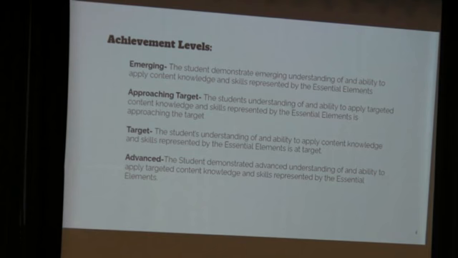As you'll see in the slides, there are a few different achievement levels. Emerging means the student demonstrates emerging understanding of and ability to apply content, knowledge, and skills represented by the essential elements. The next step would be approaching the target, where the student's understanding and ability to apply targeted content, knowledge, and skills are approaching the target. Then target and advanced are together. When we get our information back, as long as they hit target or advanced, they will be in the same area, so you'll see three different levels, not four.